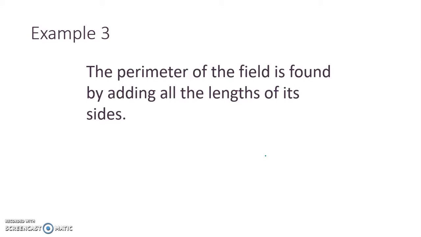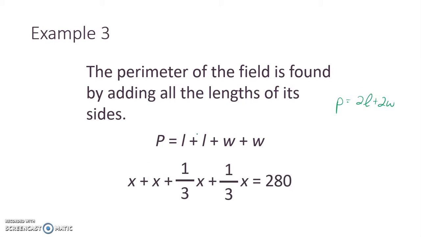And it also told us the perimeter of the field is 280 feet. So we know that perimeter equals 2 times the length plus 2 times the width, or 2 L's, L plus L plus W plus W. So we could also say that since we said our length was equal to x and our width was equal to 1/3 x, it's x plus 1/3 x plus 1/3 x equals, and they gave us this 280 for the total perimeter.